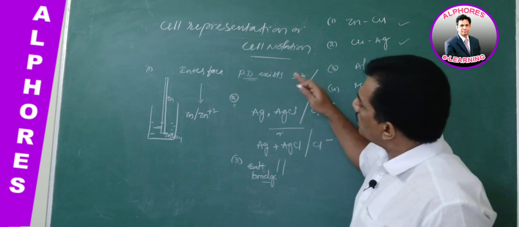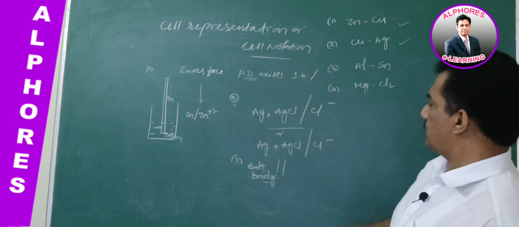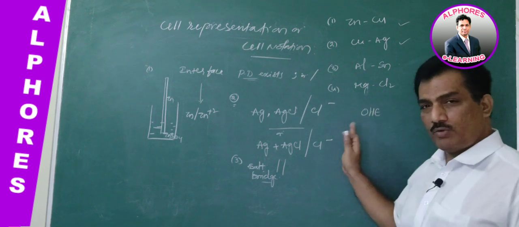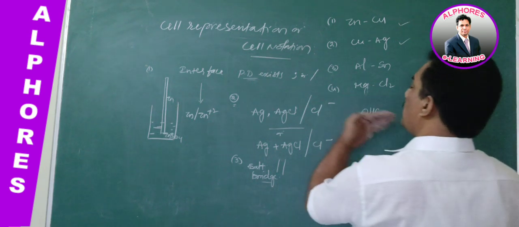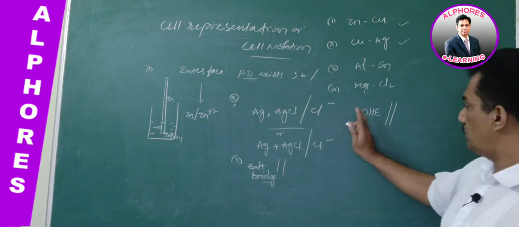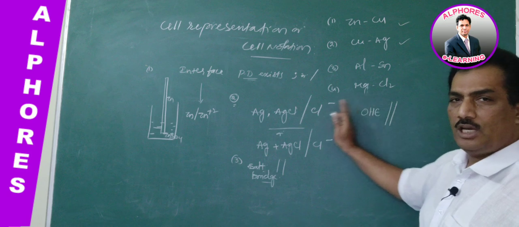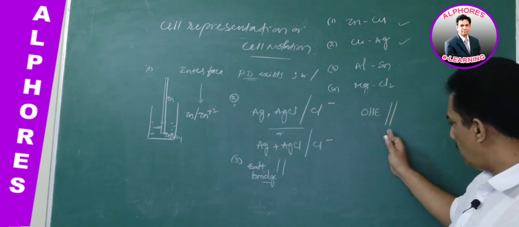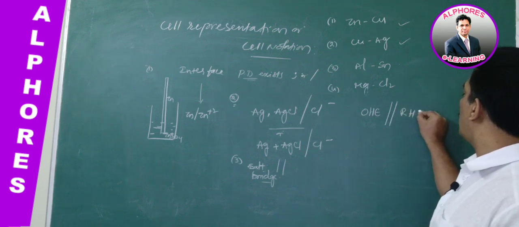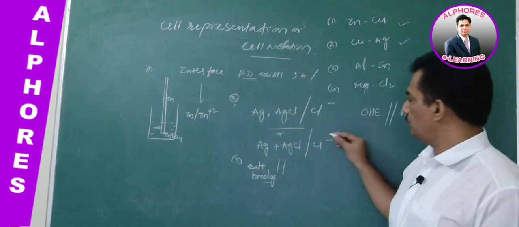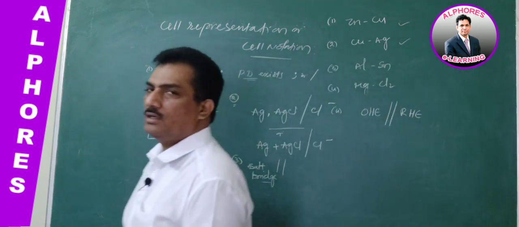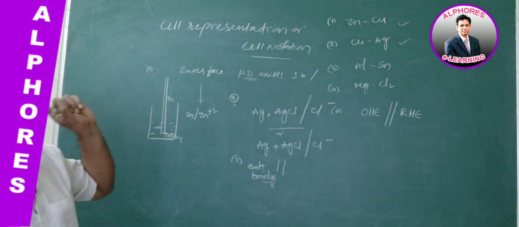Generally, in any electrochemical cell representation, the OHE, oxidation half electrode, should always be represented on the left hand side, separated by the salt bridge. Now the reduction half electrode is on the right hand side. This is the fourth convention that we are observing while writing the cell notations.